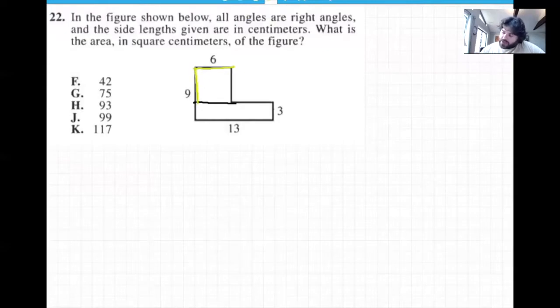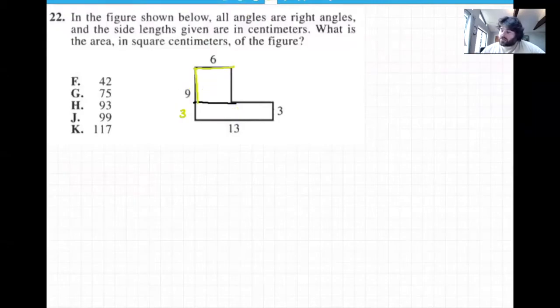Well, remember, this is 3 because it's across from another 3 in a rectangle. That means there's only 6 left for here. So if you're going to break it up like that, you need to make sure you change your 9 to a 6 and 3 so you see the individual pieces. So this one's a 36 square centimeter chunk because it's 6 times 6. This is now a 3 by 13, which is 39. You add those two pieces together, you're still going to get 75 centimeters.